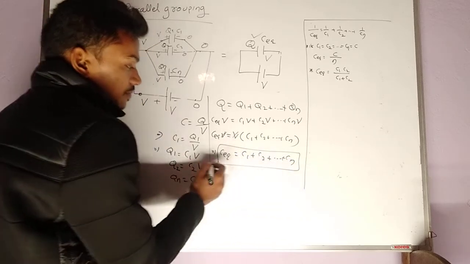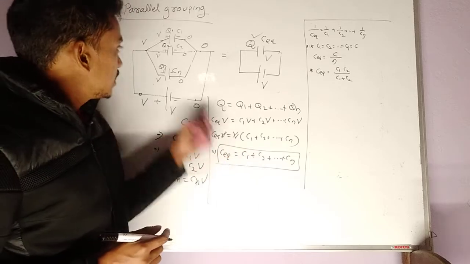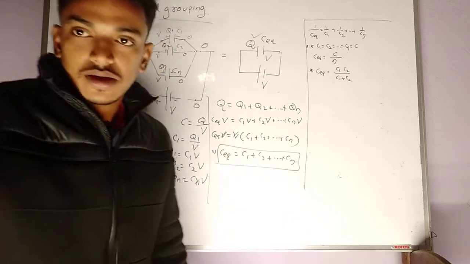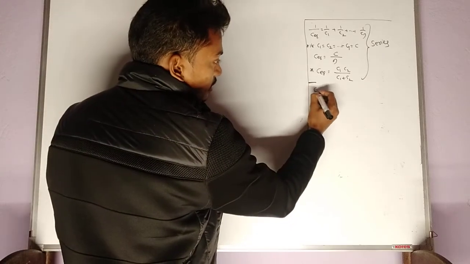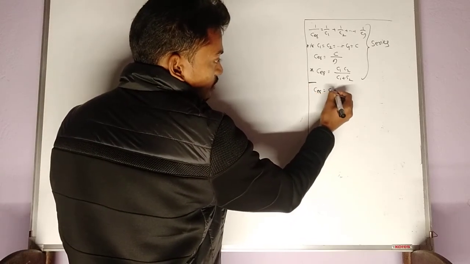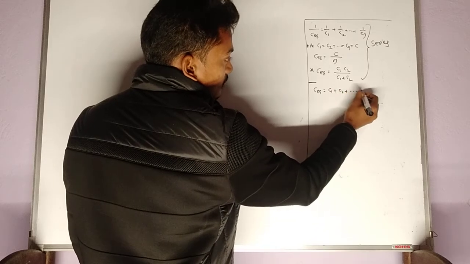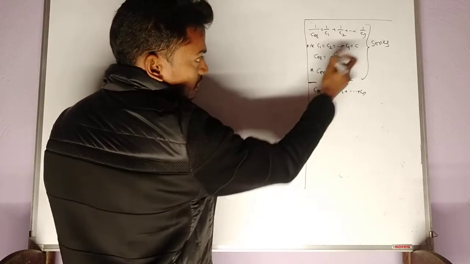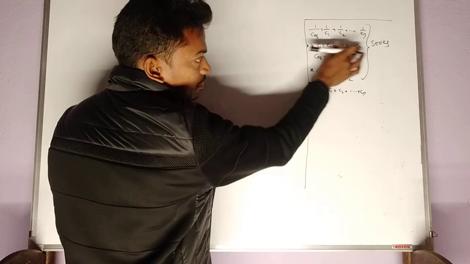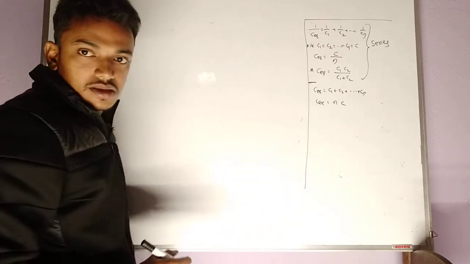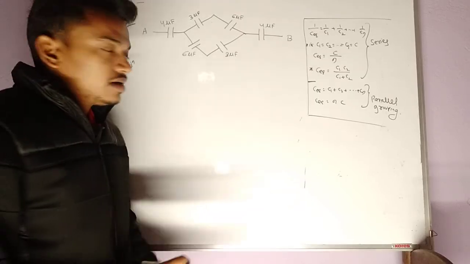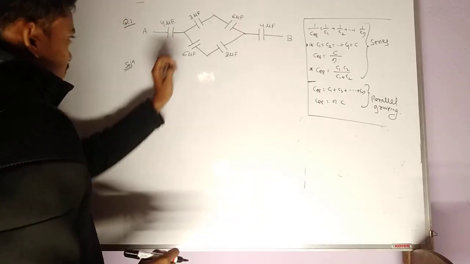This is the expression for equivalent capacitance in parallel grouping. Okay. So we get the conclusion: in parallel grouping, C equivalent is equal to C1 plus C2 up to Cn. If all the capacitors are same, C1 equal to C2 up to Cn, then C equivalent will be n times C. Okay. Let us see a simple example.